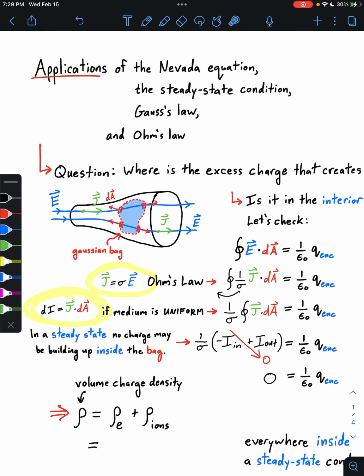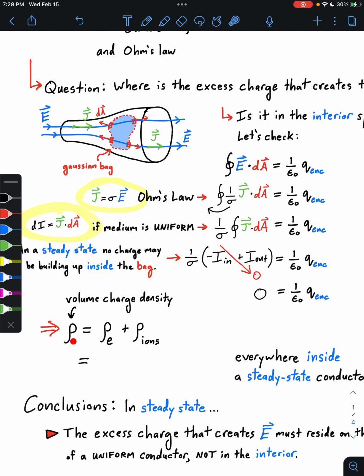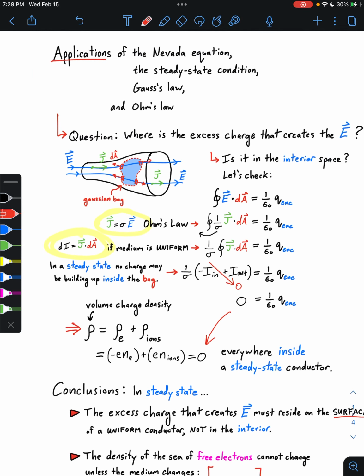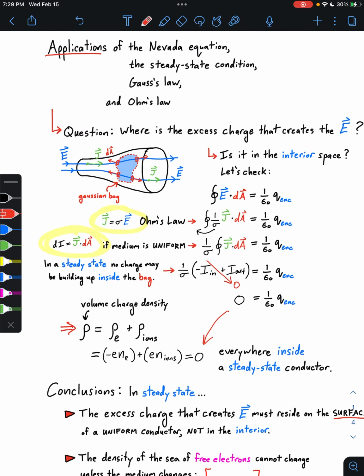Which means then that the volume charge density at any point inside the conductor, which will be the sum of the volume charge density of the free electrons plus the volume charge density of the ions, which can be written as the charge of an electron times the number density of electrons, plus the charge of each ion times the number density of the ions. That density has to be 0 by this argument everywhere inside a steady state conductor.